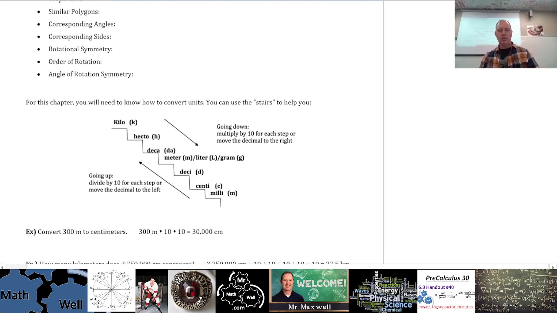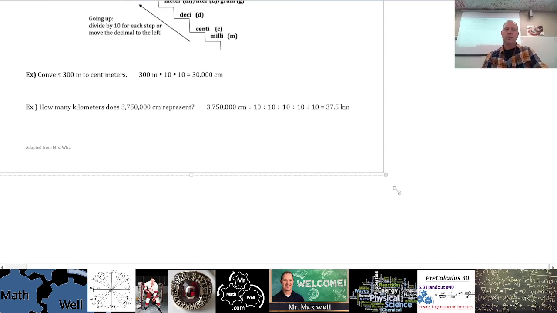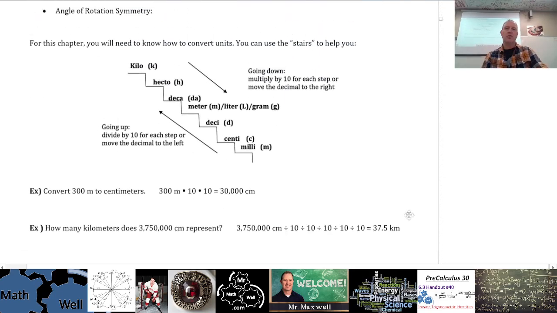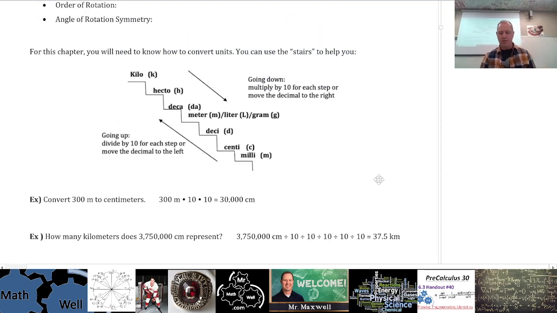So what's the first thing that we want to review here on your notes? We're going to have to convert metric units. So I don't know if you remember how to do that, but on the first page there, how many of you have ever seen this? It's called the metric staircase, these metric stairs. Have you seen this before? Anyone? No? Okay. So maybe some of you have seen this before. All right. So this is new to some of you.